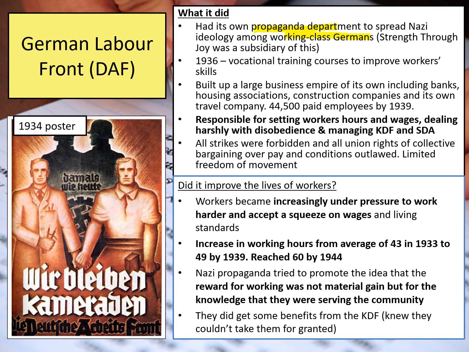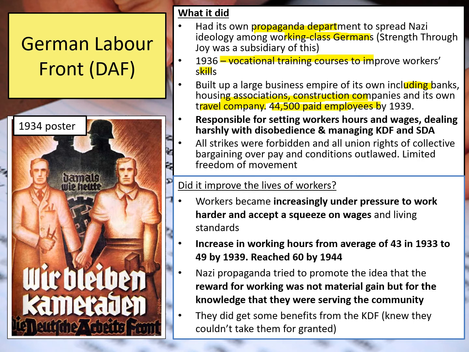They also did a wide range of things, including providing vocational training courses to try and improve workers' skills in 1936. They also had their own large business empire that ended up paying 44,500 employees by 1939, and they also had an army of volunteers that weren't paid for their work. The German Labour Front, the DAF, owned its own banks, housing associations, construction companies, and even its own travel company, that will make more sense in a second when we think about Strength Through Joy.